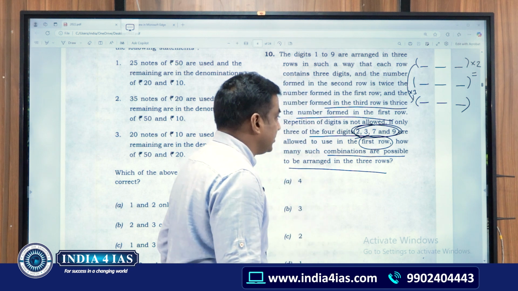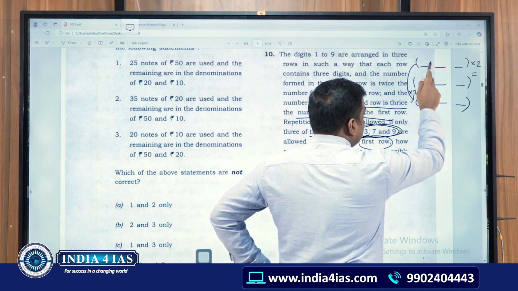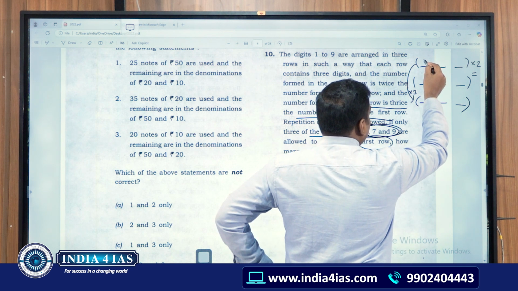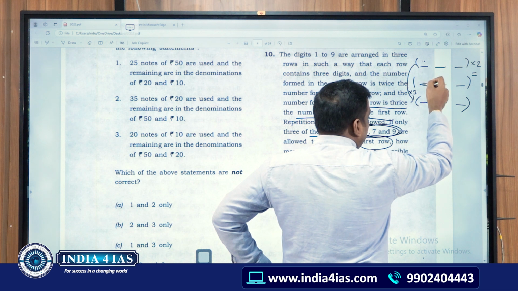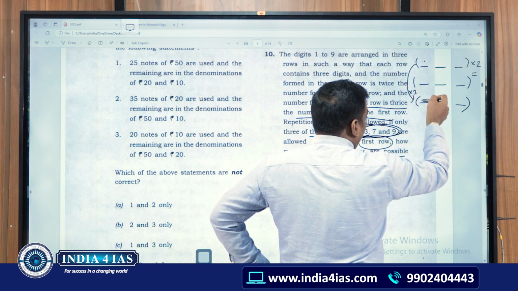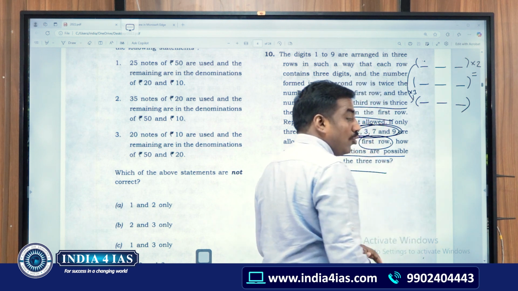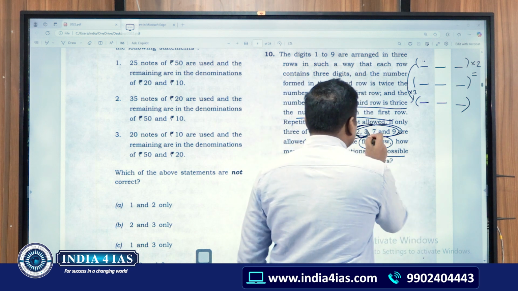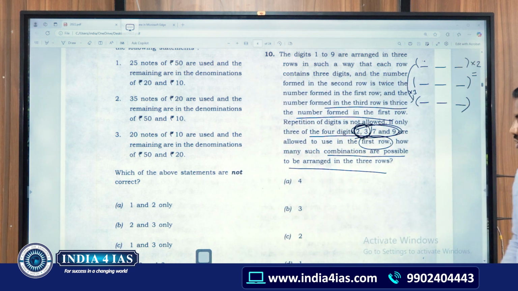But here one clue is there. This into 2 will give this number. This into 3 will give this number. Here in this place, if I use 7 or 9, double of that will become 14. It will tend to become a 4-digit number. Again, 7 into 4 is 28, 9 into 4 is 36. This will also tend to become a 4-digit number. This is where the clue lies. So, I can use either 2 or 3 in the first place.